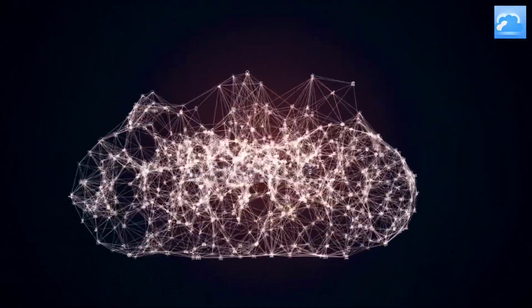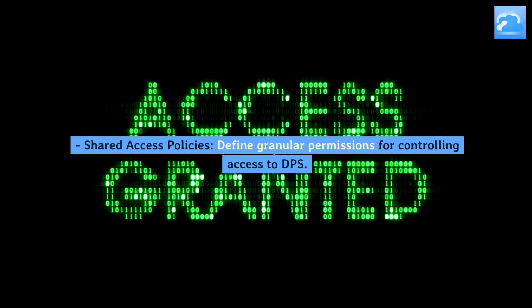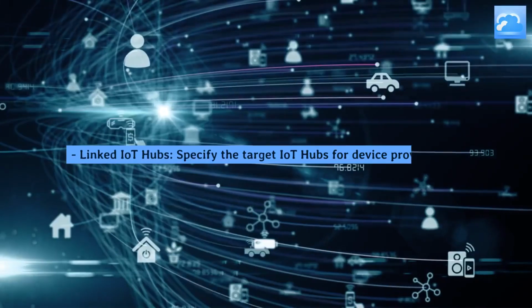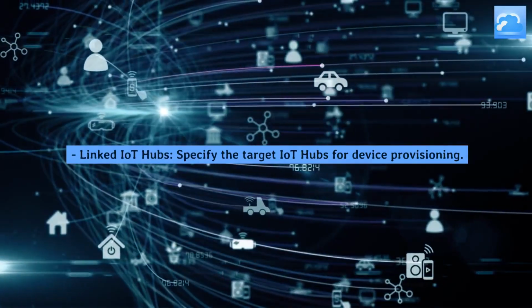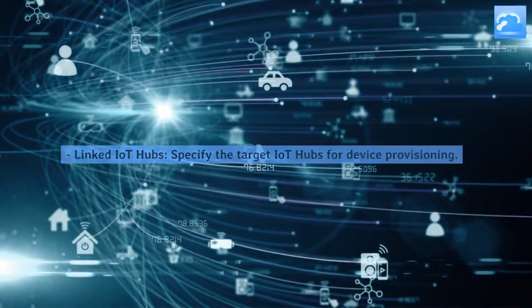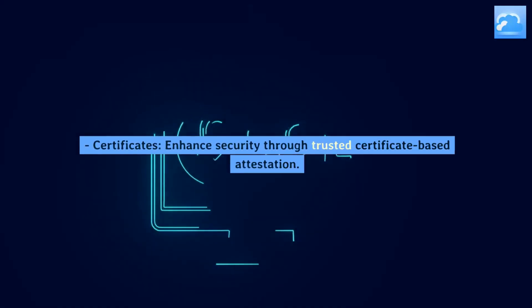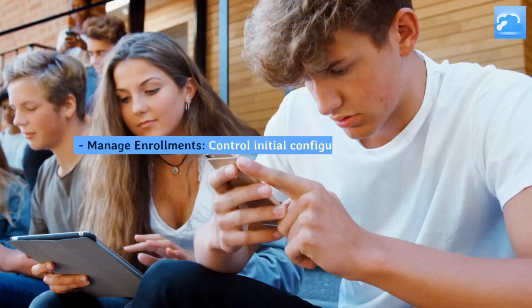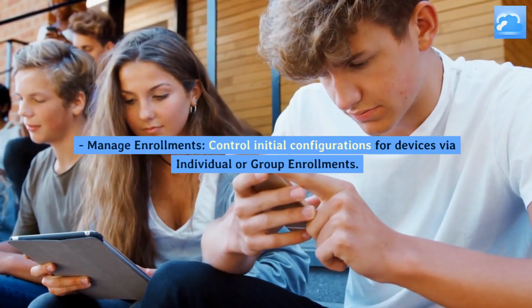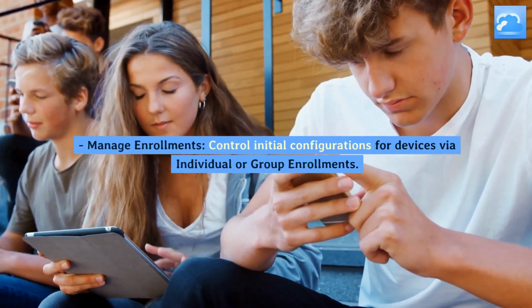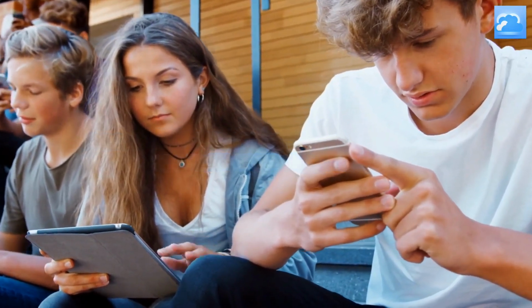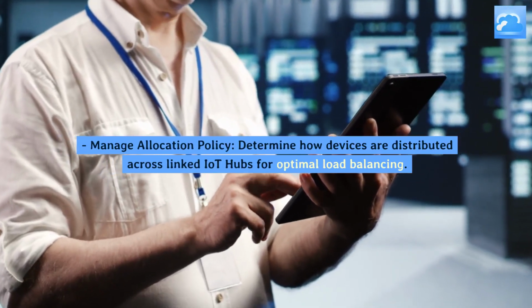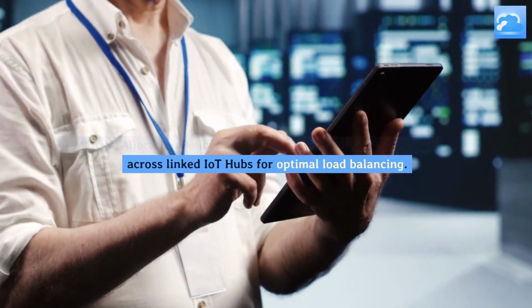provisioning process. Shared access policies define granular permissions for controlling access to DPS. Linked IoT hubs specify the target IoT hubs for device provisioning. Certificates enhance security through trusted certificate-based attestation. Manage enrollments, control initial configurations for devices via individual or group enrollments. Manage allocation policy, determine how devices are distributed across linked IoT hubs for optimal load balancing.